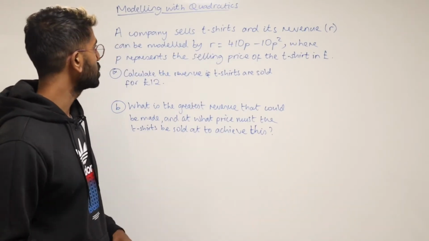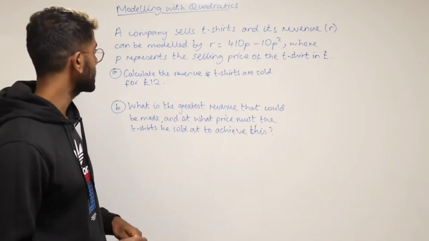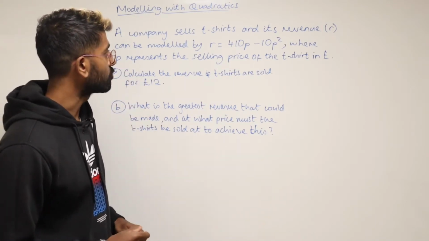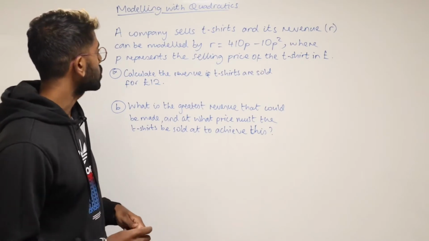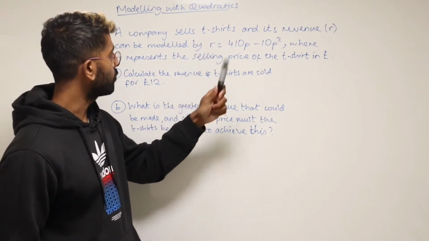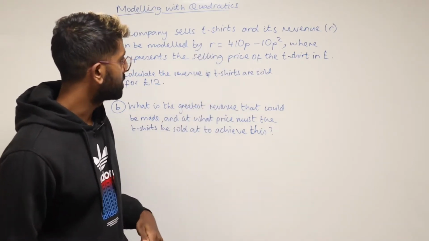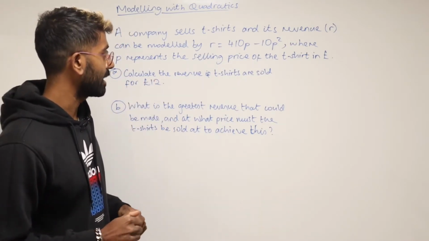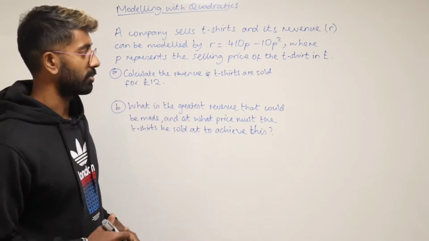So we've got one more question on modeling quadratics, and here it is. A company sells t-shirts and its revenue R can be modeled by R equals 410p minus 10p squared, where p represents the selling price of the t-shirt in pounds. Then we've got two little things that we've got to work out.